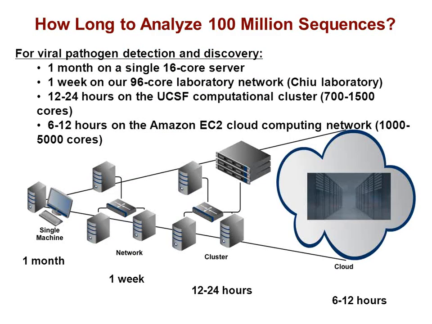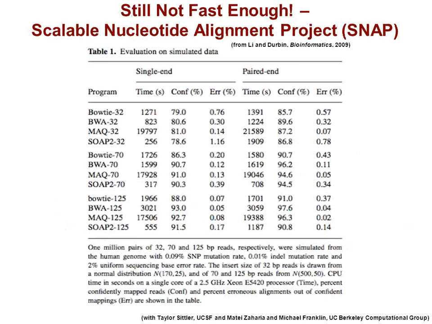One big issue has been the time it takes to actually do this. The nice thing about going to a cloud and clusters is that you can use multiple cores. For 100 million sequences, it would take about a month to analyze on a single top-of-the-line machine. You get down to somewhere in the order of 6 to 12 hours by putting it on the cloud.